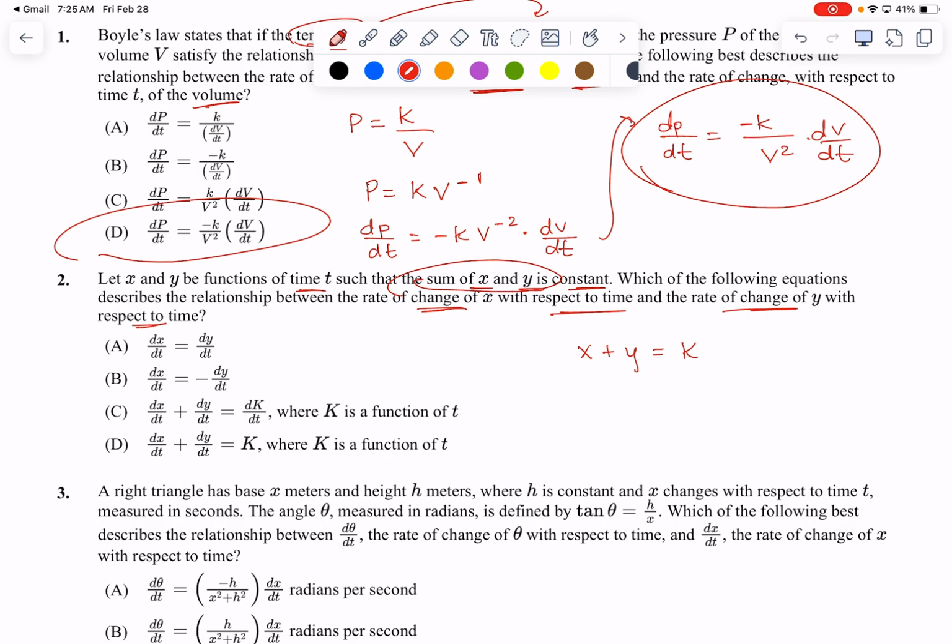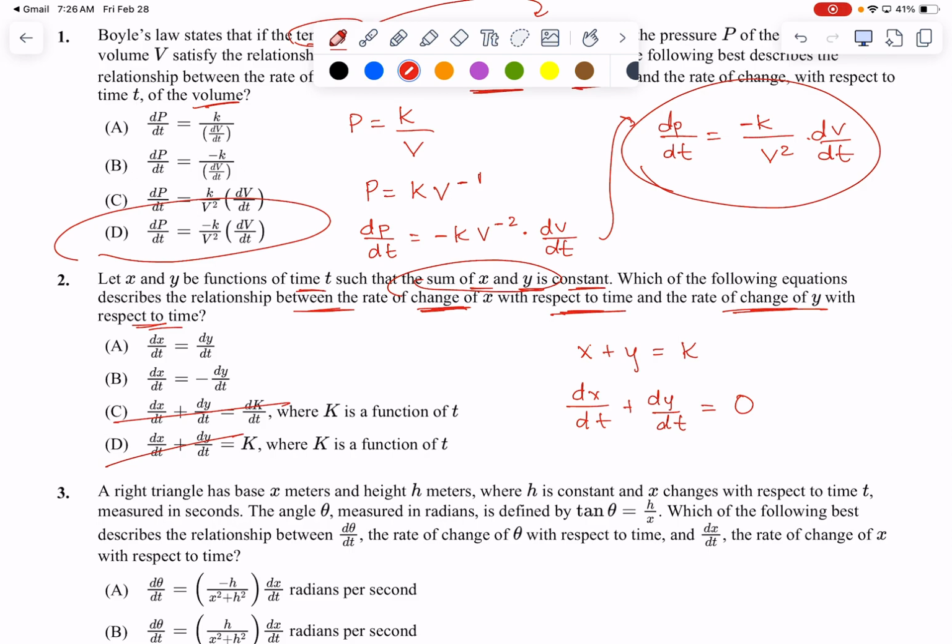Which of the following equations describes the relationship between the rate of change of x with respect to time and the rate of change of y with respect to time? All right, let's just do the derivative. So it'd be dx/dt plus dy/dt is equal to a constant. What's the derivative of a constant? 0. So obviously C is out because the derivative of a constant is 0, and D is out.